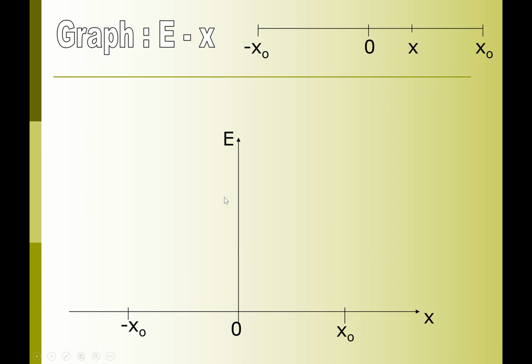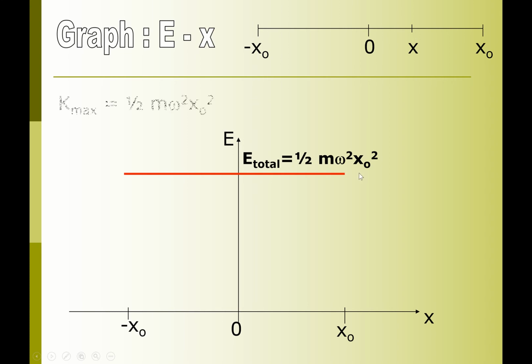Then we can plot the E against X graph. E total just now is half m omega squared x naught squared. So the kinetic energy maximum equals half m omega squared x naught squared, and the kinetic energy minimum equals 0. For the potential energy, it will be the opposite. So the U max will be the same as K max, or equal to E total, and the U minimum also equals 0.